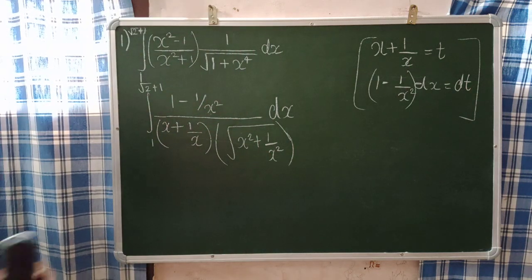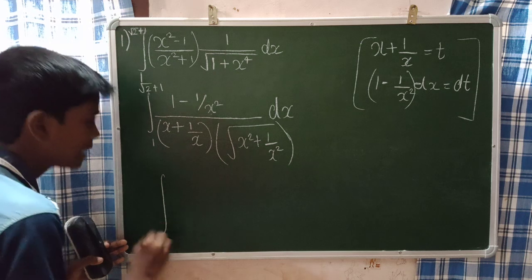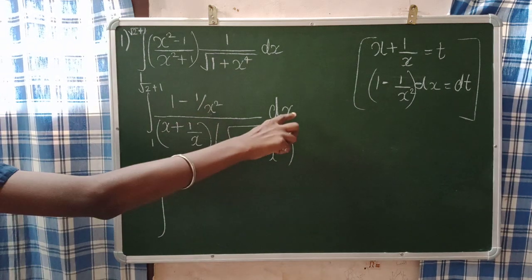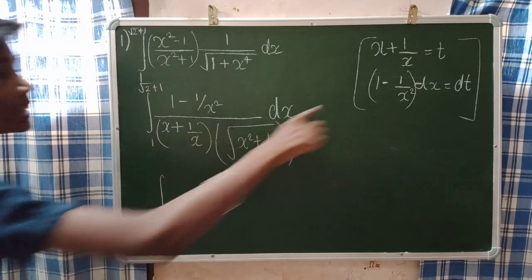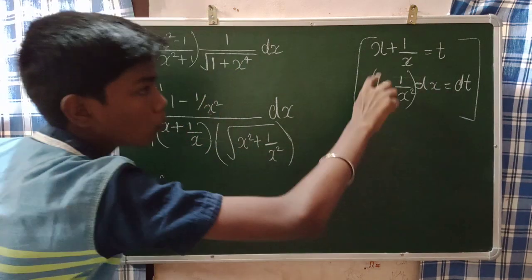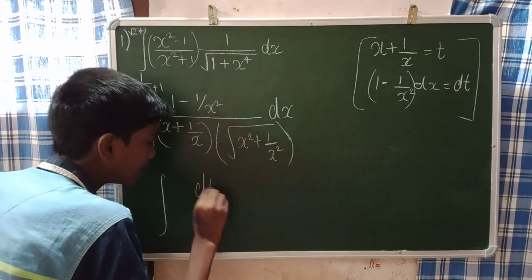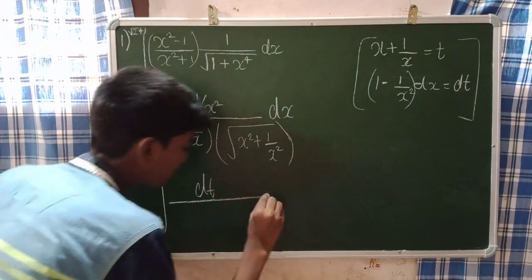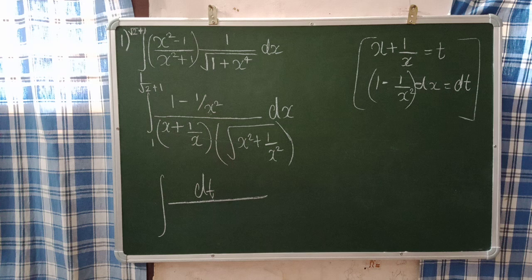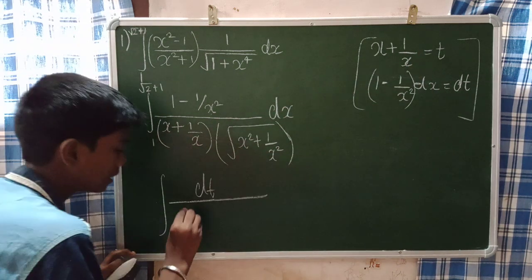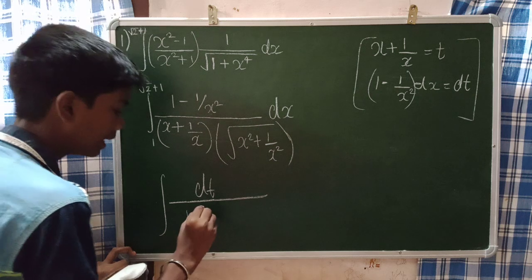When you use this substitution, this integral can be written as, guys listen, in the numerator we are having 1 minus 1 by x square of dx. 1 minus 1 by x square of dx is nothing but dt. So I can write it as dt, then divided by x plus 1 by x. X plus 1 by x is your t.